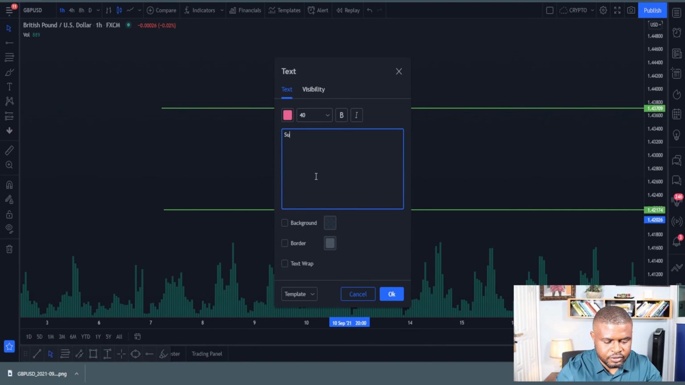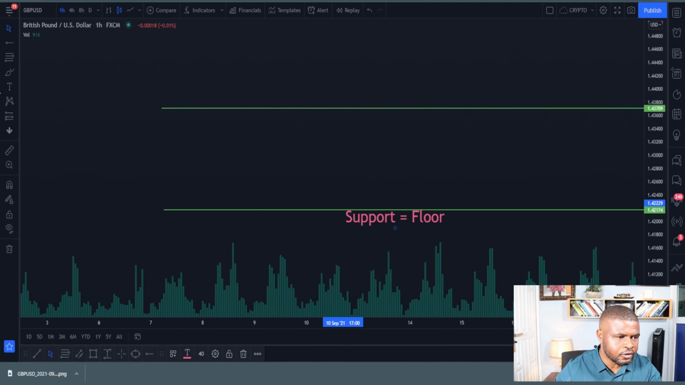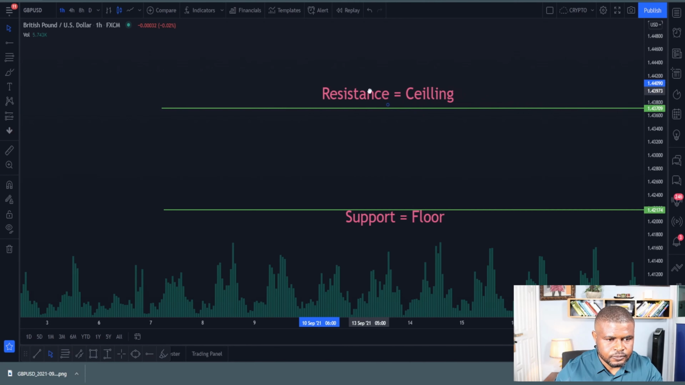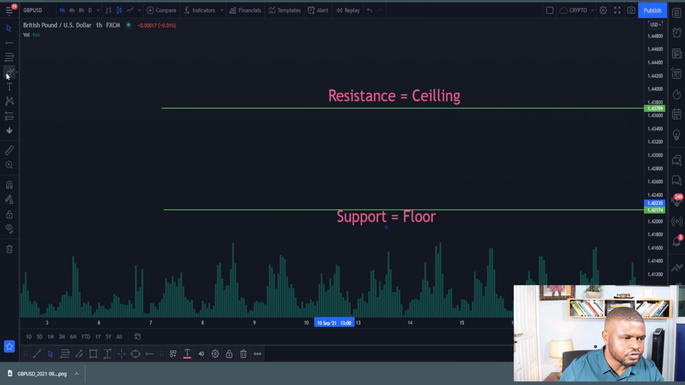And this is support, equals to your floor, right? The support equals to your floor. Then resistance equal to your ceiling, right? Okay, support, resistance, and of course the price action, right?